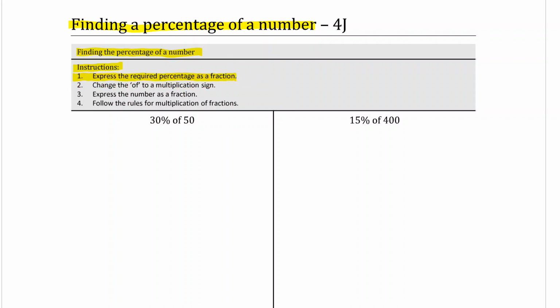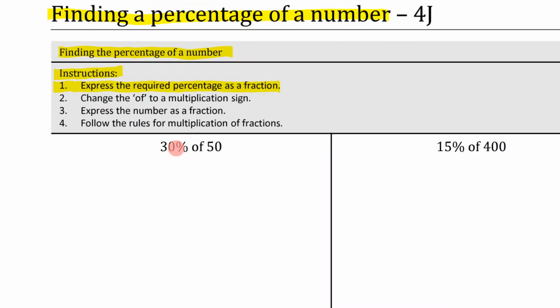So that means, let's zoom in here, instead of 30%, I'm going to write that as a fraction. So I'm going to turn my percentage into a fraction, and that's going to be 30 on 100, because we know that percent means out of 100.